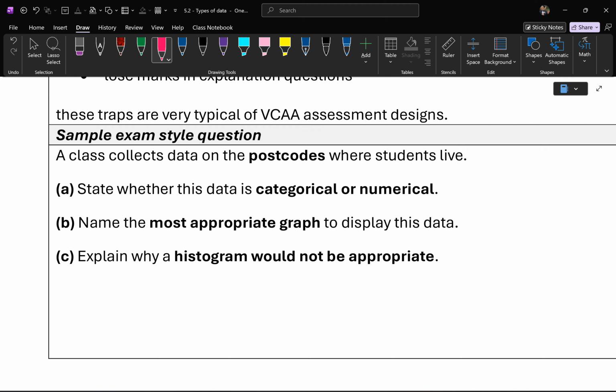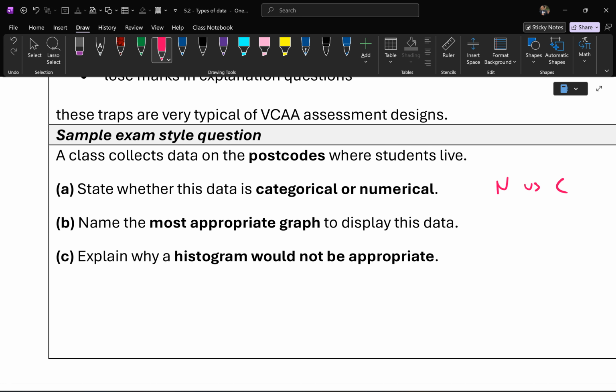Postcode. So if I'm collecting data on postcode, so 3084. Numerical. Ooh, which one is it? N versus C. Which one? Let's go a poll in this class. Hands up for N. Hands up for numerical.